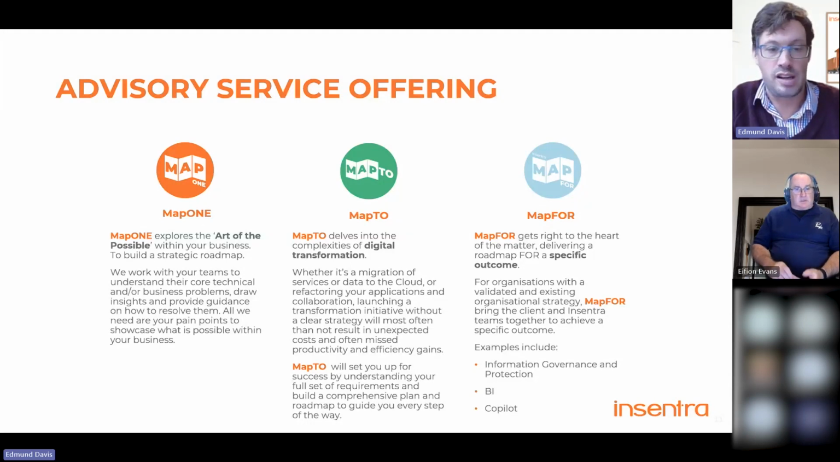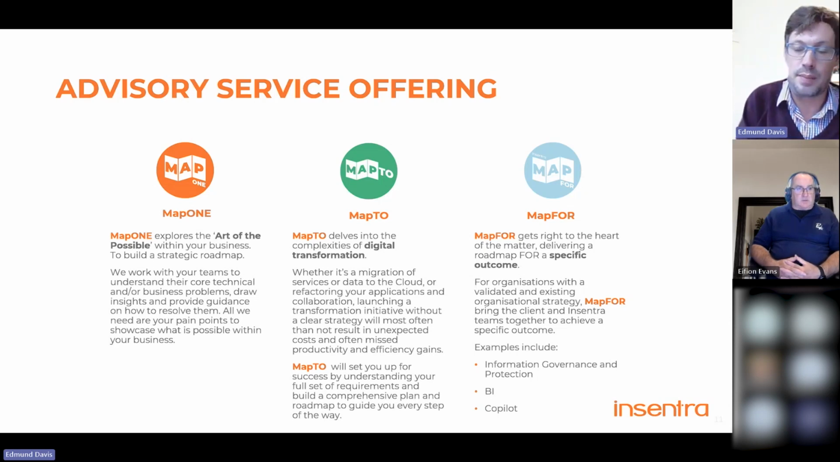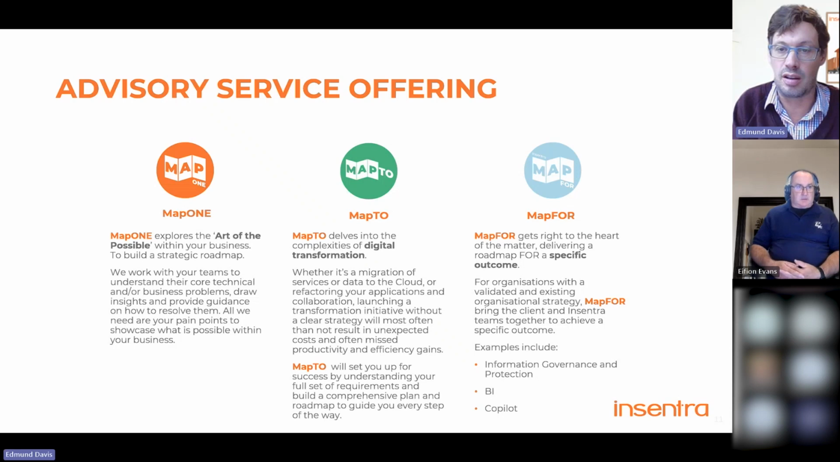So there are three varieties we've defined in the main. Map 1 is a strategic engagement to help you build a roadmap, typically over 12, 24, 36 months, to pick out the strategic objectives of the organization and to help you to define a roadmap and a budget for all of the related work streams that put together to achieve the outcomes you're looking for.